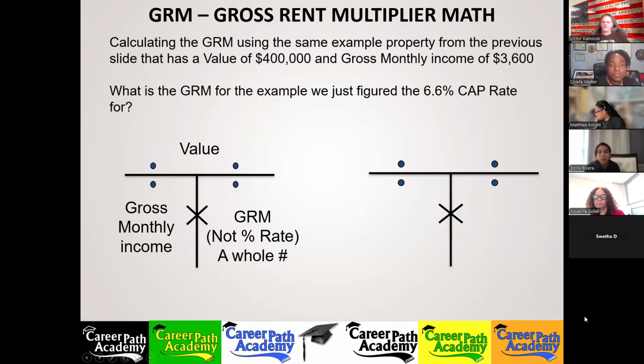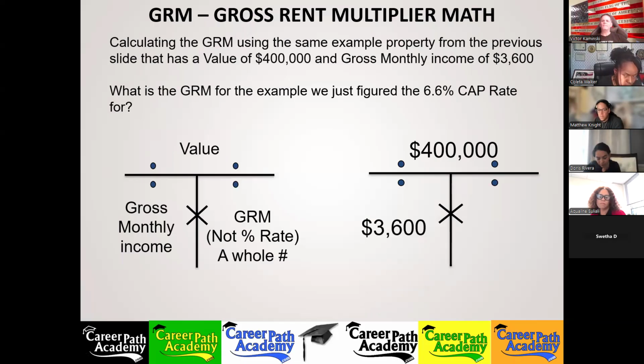The T formula? Where the large number goes up top. Yeah, the reverse T formula, because usually the small number goes up top. So 400,000 goes up top. Gross monthly income goes on bottom. And what did you get for the GRM? 111.11.